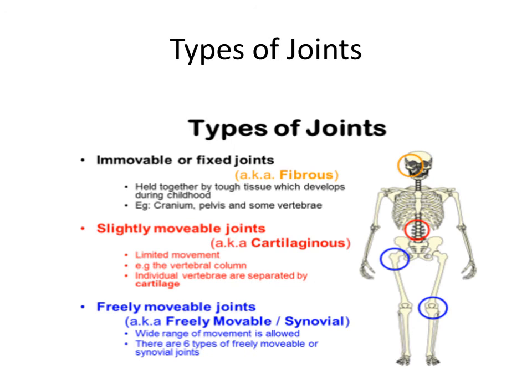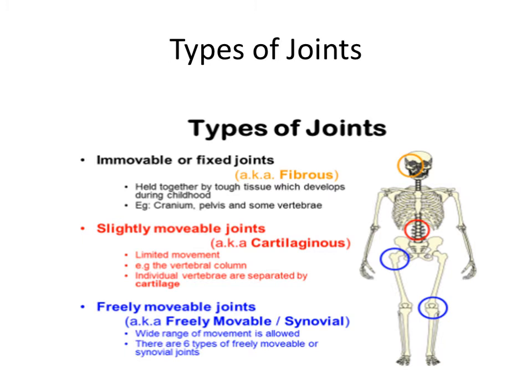So, what are the types of joints? As we stated in our objectives, we have immovable, also known as fixed joints, slightly movable joints, and freely movable joints. Immovable or fixed joints are also known as fibrous joints, which are held together by tough tissues which develop during childhood. Example, the cranium, pelvis, and some vertebrae.